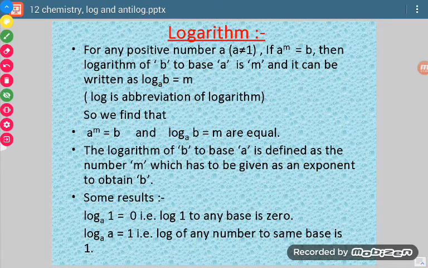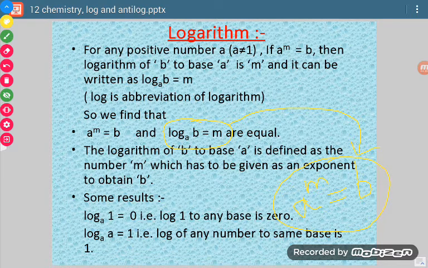Now the logarithm of b to base a is defined as the number m which has to be given as an exponent to obtain b. What does it mean? When we are saying log of b to the base a is equal to m, it means that m is the power which should be given to a so that this becomes equal to b. This way we can say.